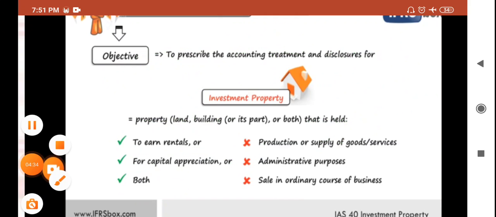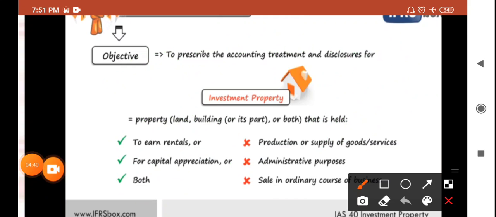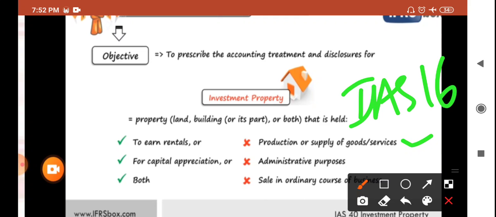Next, what it does not include. If the property is for the production or supply of goods, so if you are using the land, or you have a factory, that is a building, and you are using it for production or manufacturing, or you have a warehouse, that is supply of goods or services, you cannot mention it as an investment property. So this will come under IAS 16. IAS 16 is a separate accounting standard for these kinds of properties.